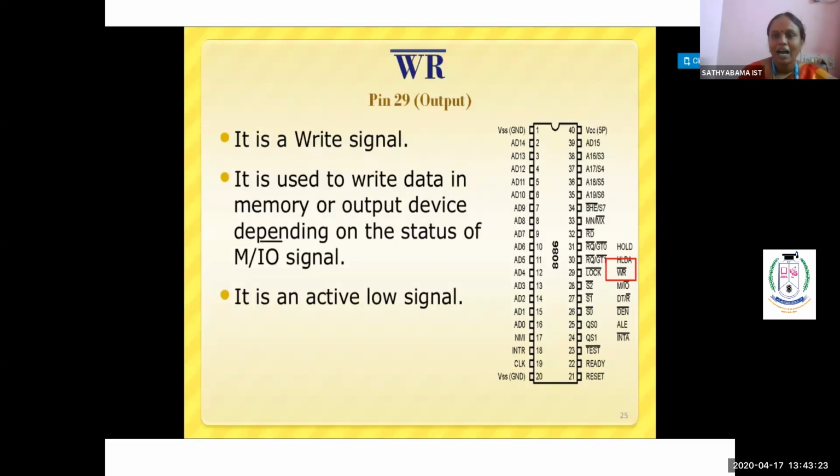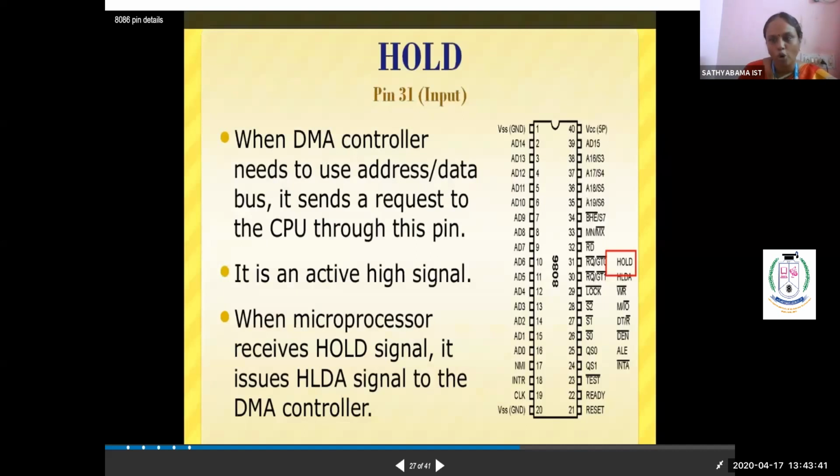Then write bar. If I want to write any data in memory or in IO devices, the microprocessor will communicate with the memory or IO. The data from microprocessor to memory will be sent by the write bar signal, and it is also a low active signal.